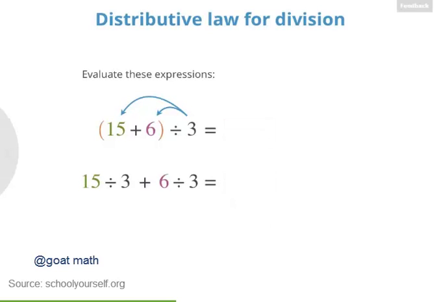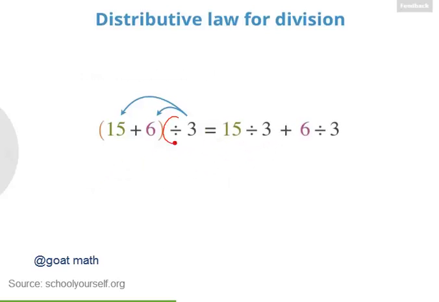Nicely done. 15 plus 6 is 21, and dividing by 3 gives you 7. And down here, 15 divided by 3 is 5, and 6 divided by 3 is 2. Adding 5 and 2 gives you the same result, 7. So yes, the distributive law also works for division.